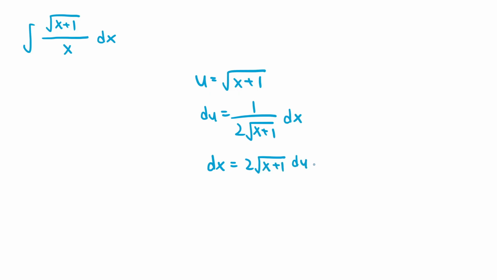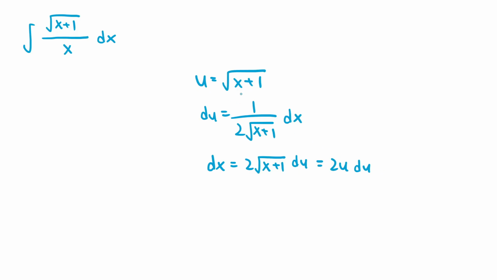And since we let u equal the square root of x plus 1, we can replace the square root of x plus 1 on the right-hand side of the equation with u, so this just becomes 2u du. So dx equals 2u du. We also need to find an expression for x in terms of u.